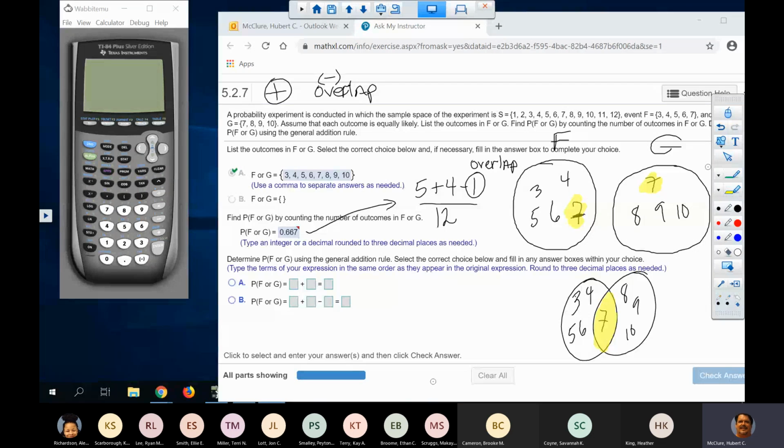Okay? And that's going to be 5 plus 4 is 9. 9 over 12 is 0.667. And then they just go to the bottom and they ask you to do it over. They're asking you right there to actually do it right there. See? And then subtract the overlap.